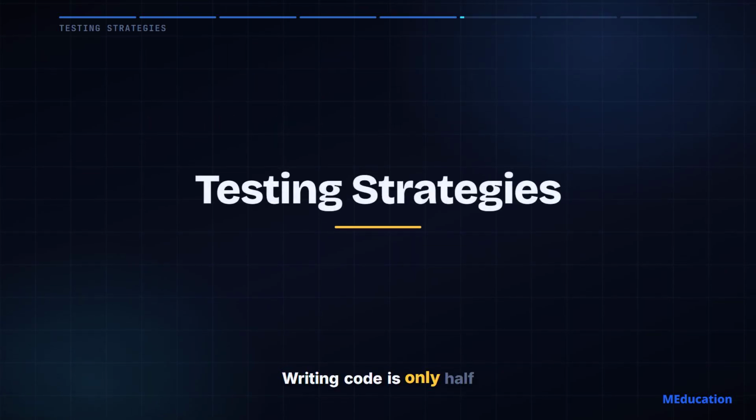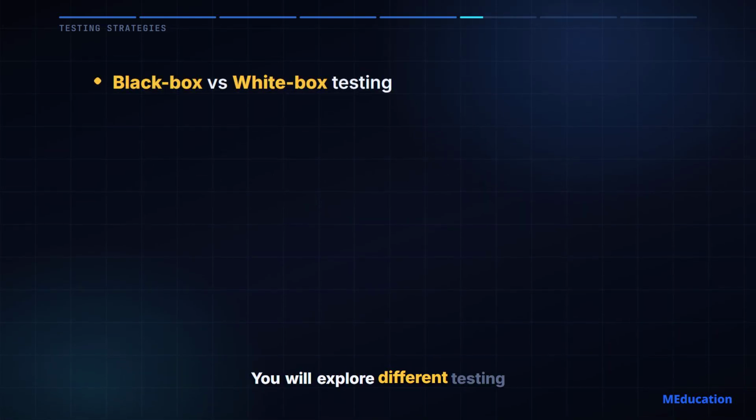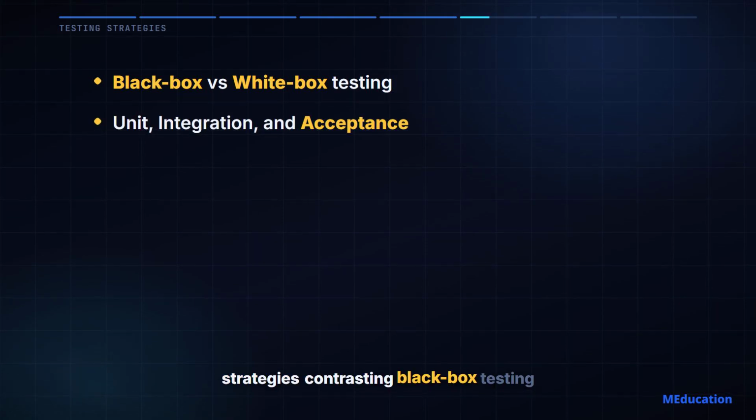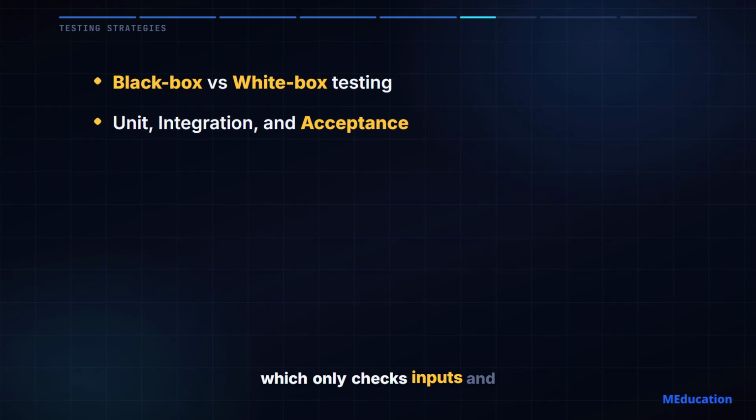Writing code is only half the job. Proving it works under all conditions is the other. You will explore different testing strategies, contrasting black box testing, which only checks inputs and outputs, with white box testing, which examines the internal logic of the code. You will also learn exactly when to use unit testing, integration testing, and final acceptance testing.